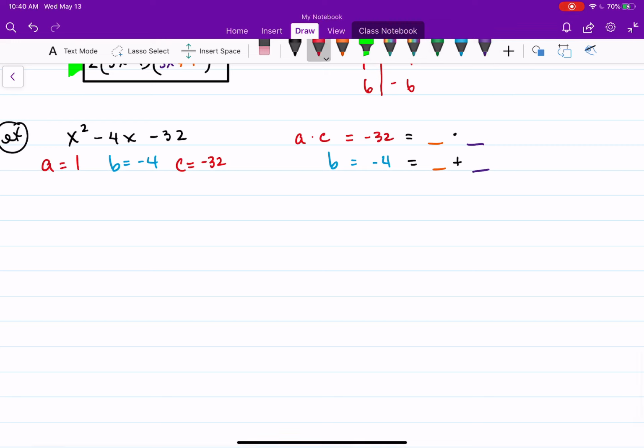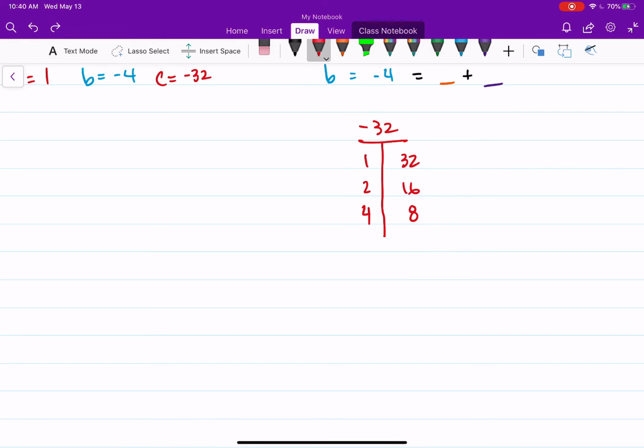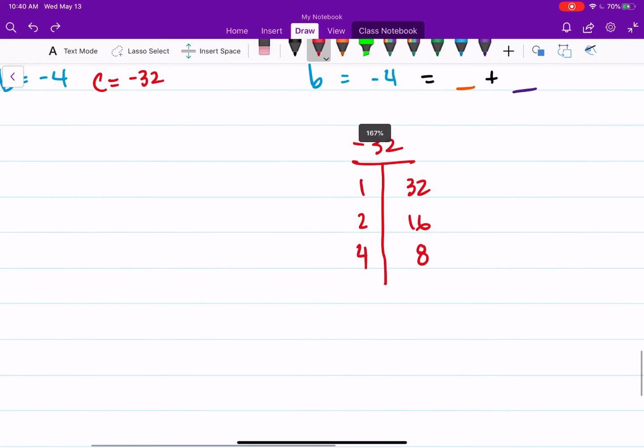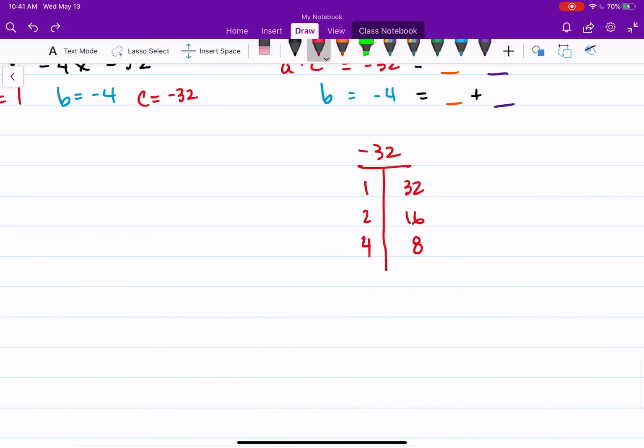Well, if I'm not sure, then I'll go down here and go, okay, negative 32. 1 times 32. 2 times 16, 3 does not go in, 4 times 8. Again, you can do this in your calculator: just do 32 divided by 1, 32 divided by 2, 32 divided by 3, 32 divided by 4, 32 divided by 5, 32 divided by 6, until you come back to these numbers here, then you can stop. So those are it. But if I want to add these 2 numbers to give negative 4, that means the larger number has to be negative.